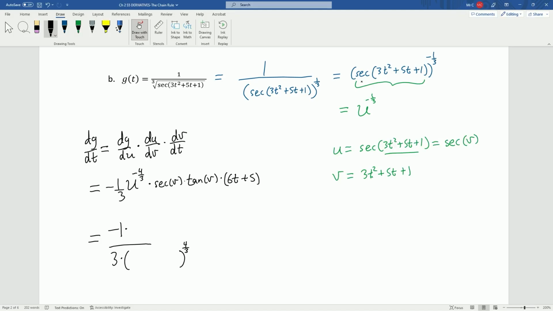And then I'm going to plug u back in, which is just the secant of 3t squared plus 5t plus 1. And then up top, we've got secant of v, tangent of v. So that's secant of 3t squared plus 5t plus 1 times tangent of 3t squared plus 5t plus 1 times the 6t plus 5.